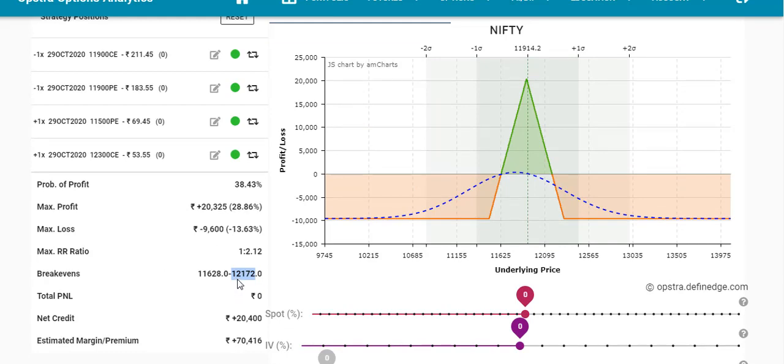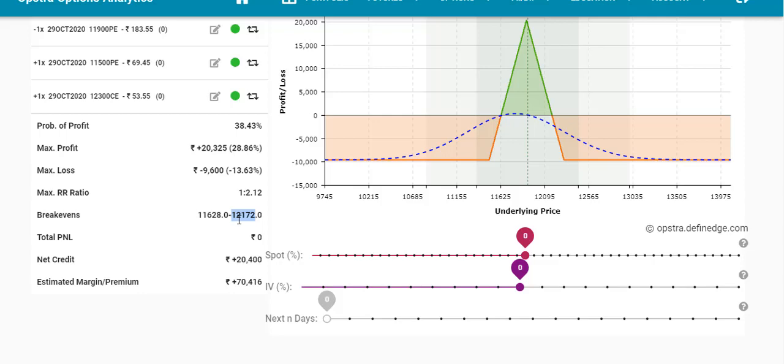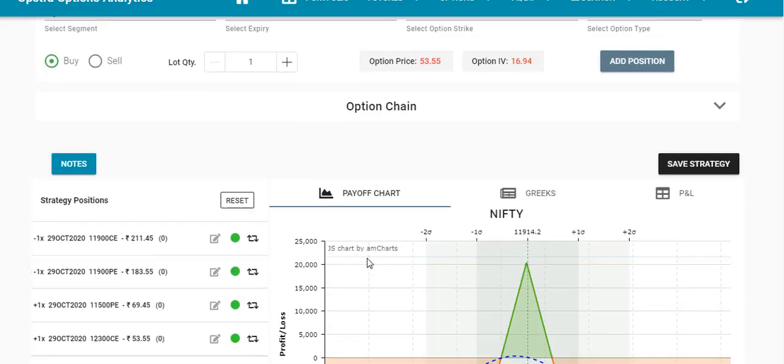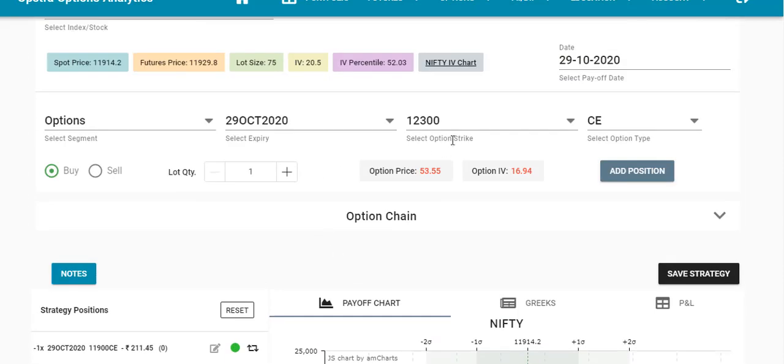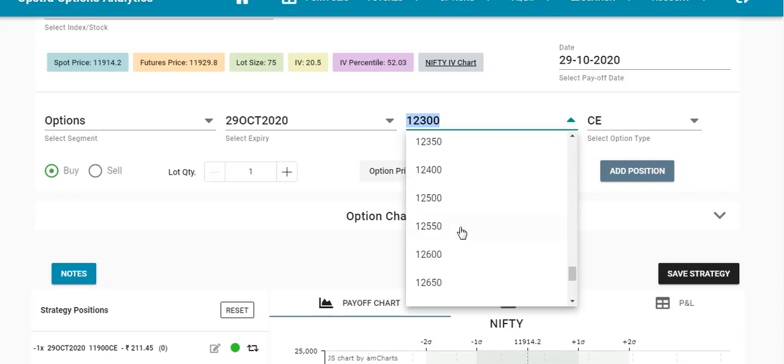So here you can see guys, 12,172 minus 11,900 makes it 372 points. So we will consider it as 350 points. Next we need to add 350 points to this number 12,172. 12,172 plus 350 makes it 12,500. So our next iron fly strategy we need to create at 12,500.